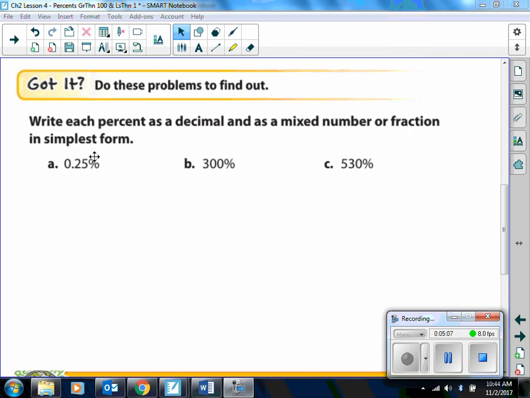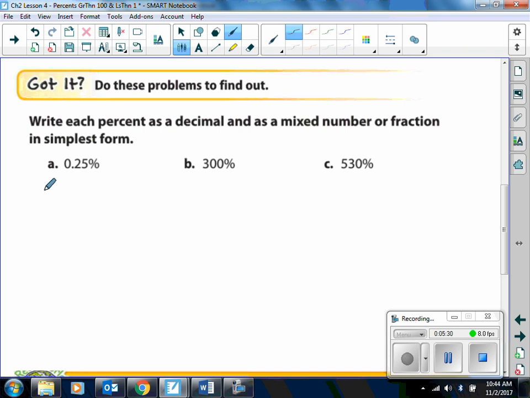So for the got it problems, you're going to write these down in your notes. It says, write each percent as a decimal and as a mixed number or a fraction in simplest form. So the first thing we wanted to do is go from percent to decimal. So percent to decimal, which way do I move the decimal? 2 places to the left. Very good. So I'm going to rewrite this so it's bigger so I can manipulate the decimal.